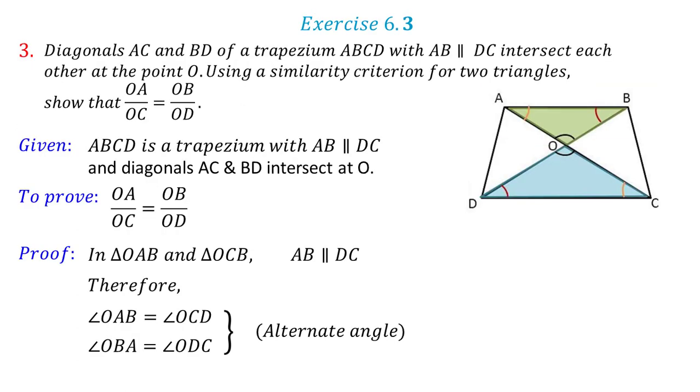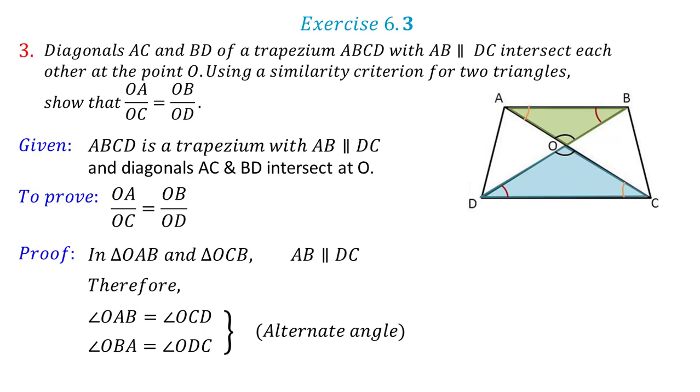Okay, now let us move to this third question. Diagonal AC and diagonal BD of the trapezium ABCD with AB parallel to DC intersect each other at the point O.